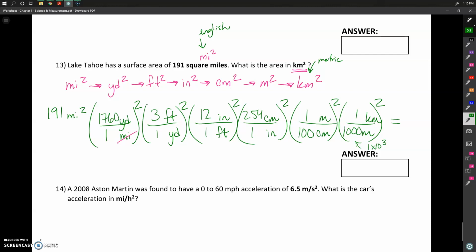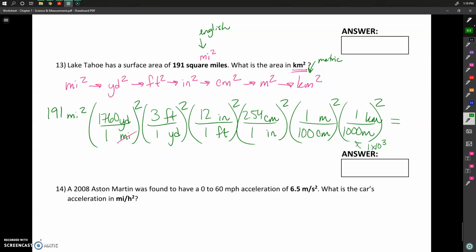Okay, so now that we have all the numbers plugged in, how do we punch this in our calculator? Well, I'm going to start with 191, and I'm not squaring the 191 because up here the square is only in the units, so that number is taken as is. So don't be confused here and think that you need to also start off by squaring 191. That 191 is associated with miles squared. We don't need to do anything extra to it.